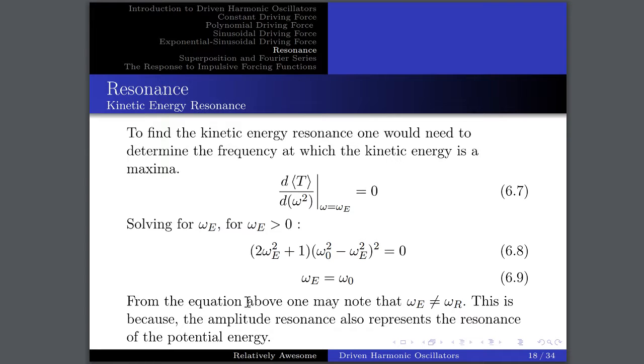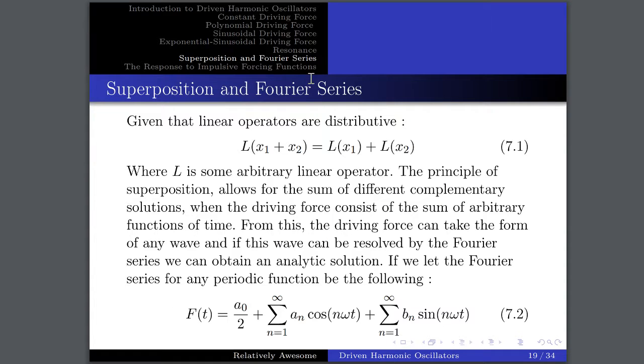This is because the amplitude resonance represents the resonance for the potential energy. And when potential energy is at a maxima, kinetic energy is at a minima, and vice versa. Now, we will look at the principle of superposition and the Fourier series.